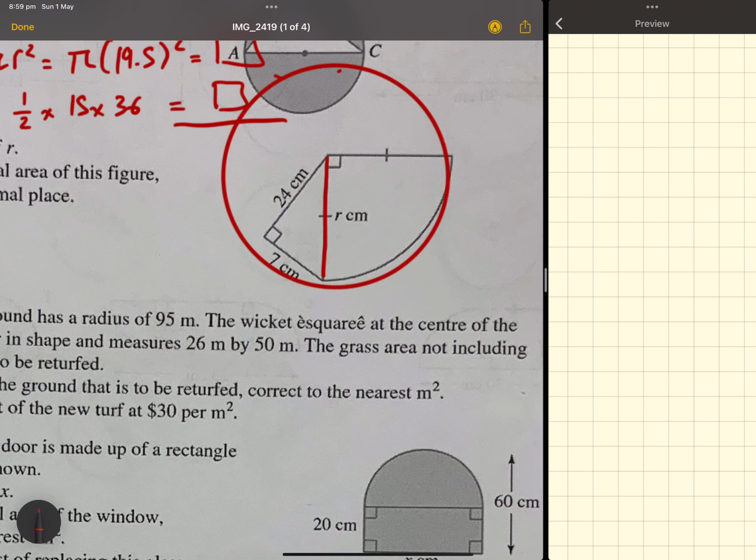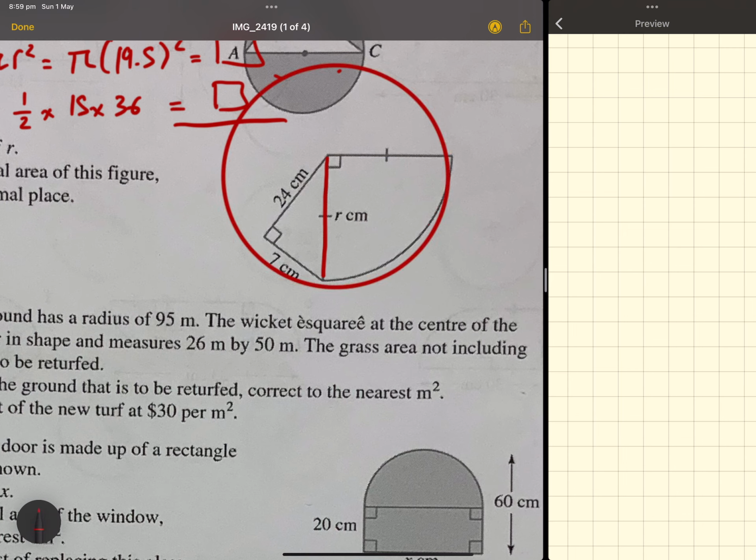So the question is asking you to find the area of this shaded green region. And to do that, we need to find the area of the circle. So I'm going to put area. Let's change this to red.